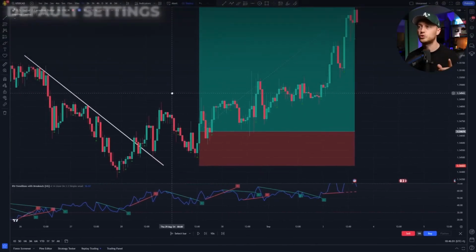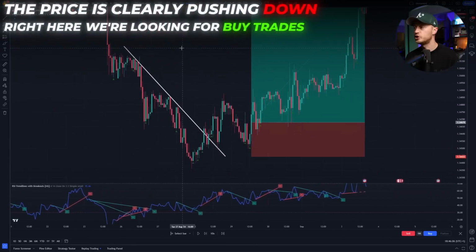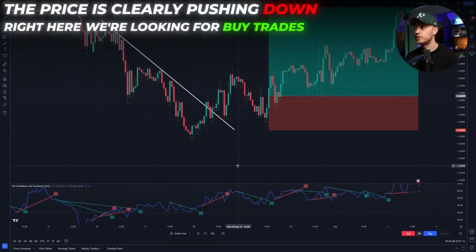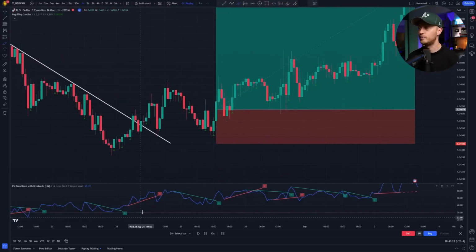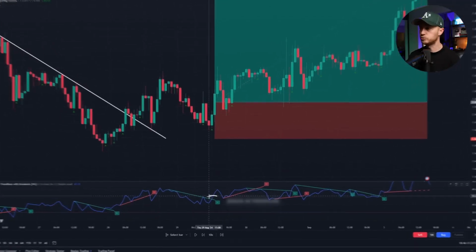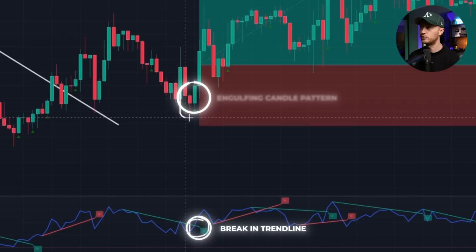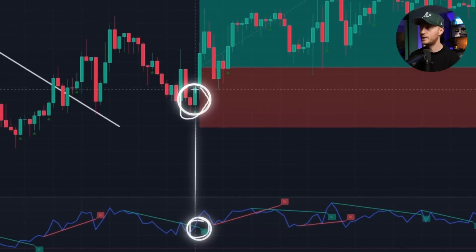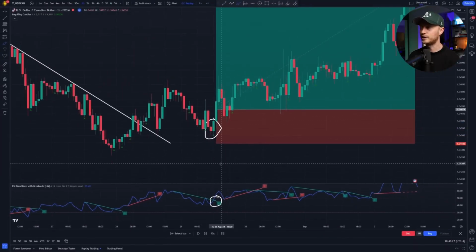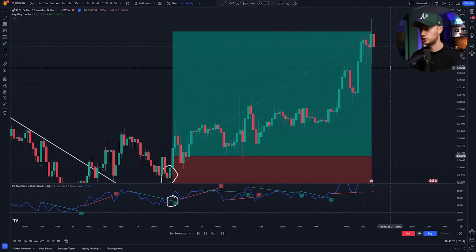Now, to get a trade set up, we're looking for counter trend trades, right? So the price is clearly pushing down right here. We're looking for buy trades. And to get a buy trade, we need 2 things to line up perfectly. We need to have the break in the trend line right here, and we need it to match up with an engulfing candle pattern perfectly. So the break right there has to follow a straight line up to that engulfing candle. That's where I'm going to enter my trade, and you could see price pushes up, smashes my take profit.